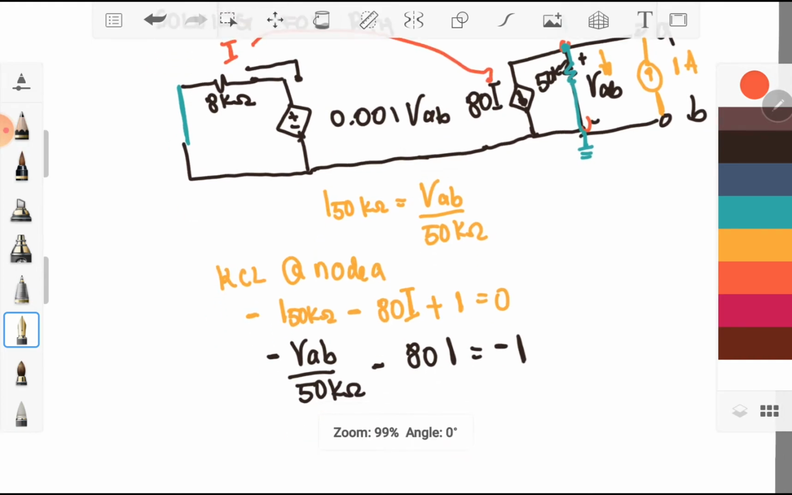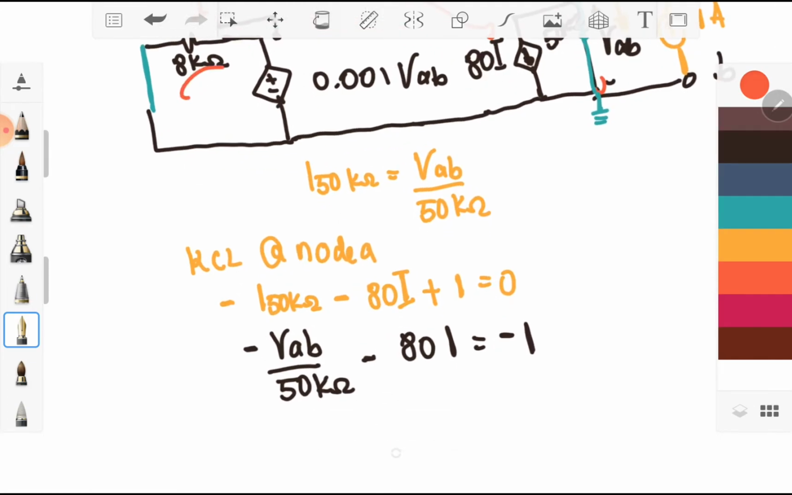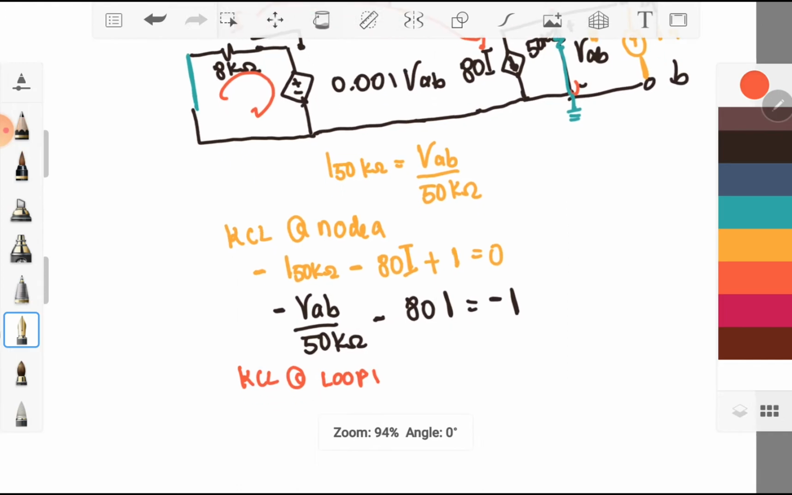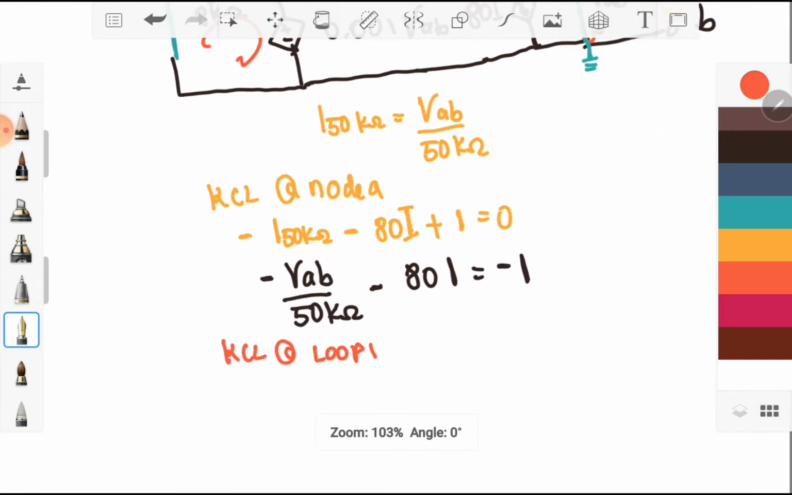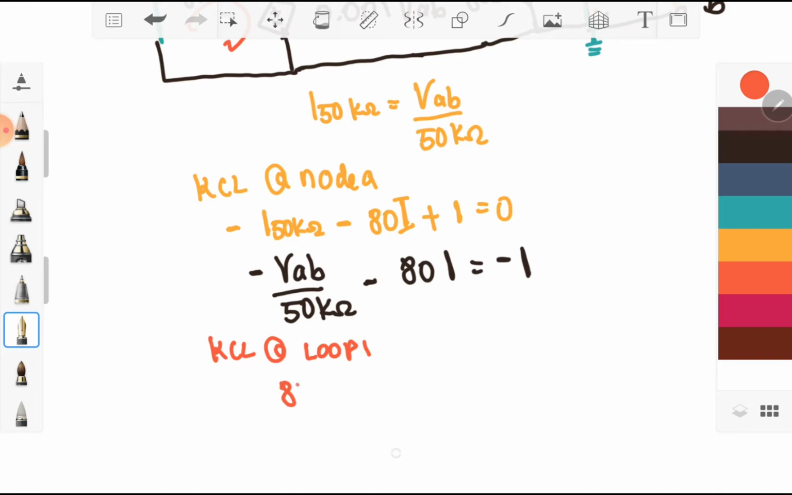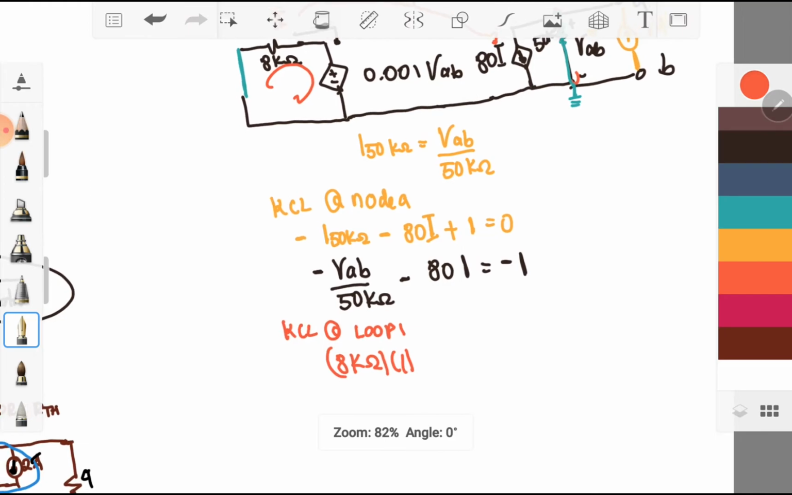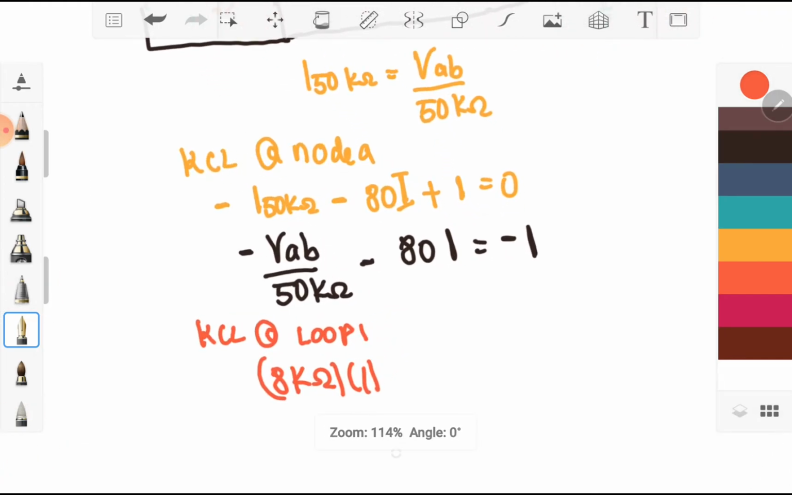Okay? So therefore, KCL at loop 1, so we'll have a value equal to 8 kilo ohm multiplied by I plus our 0.001 VAB. So take note, this is solving for RTH.